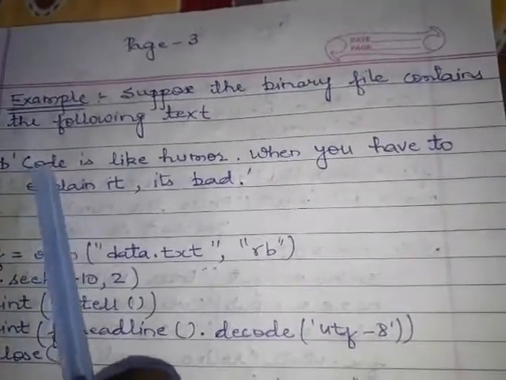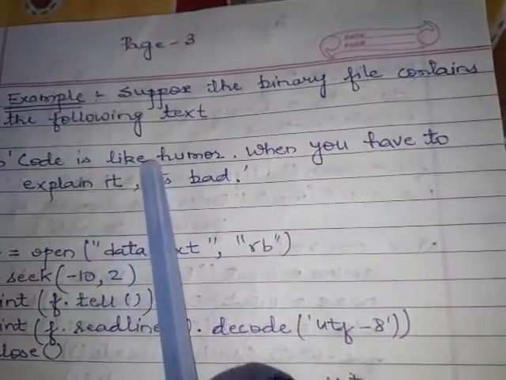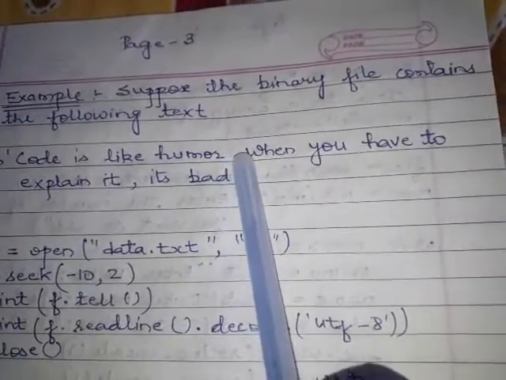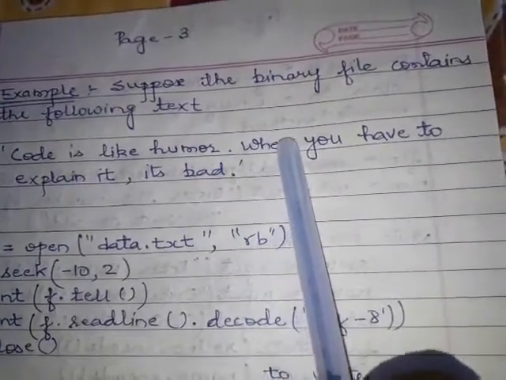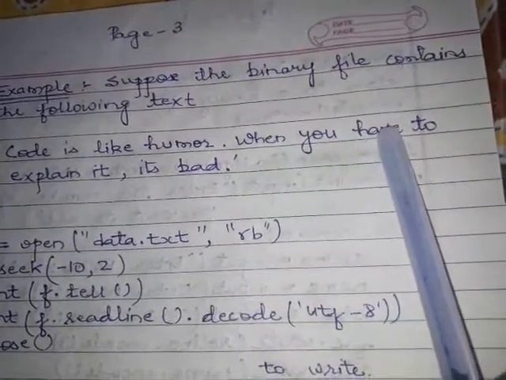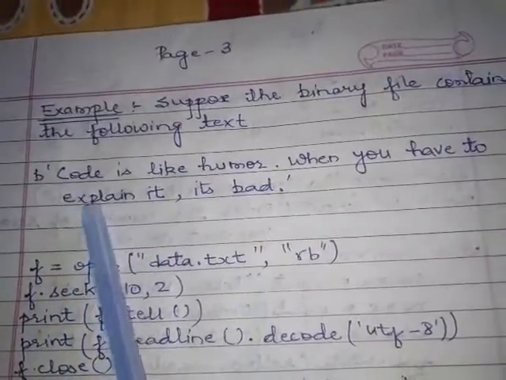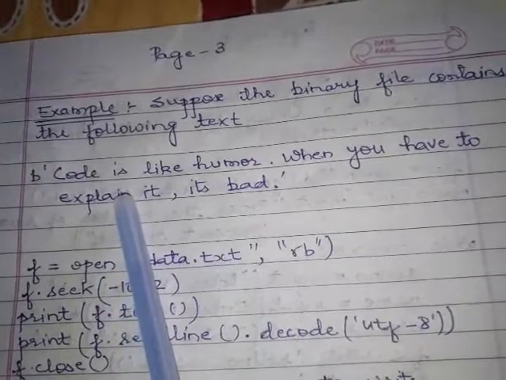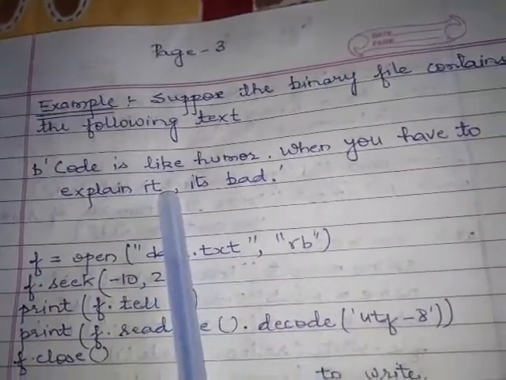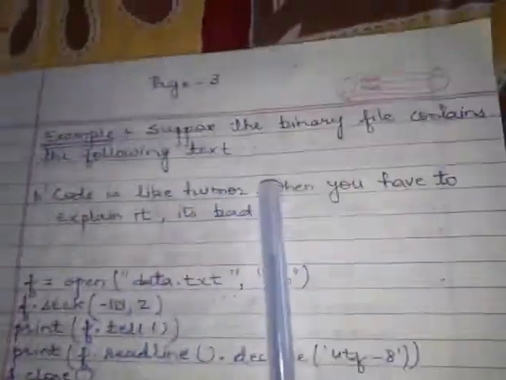So 1 2 3 4 5 6 7 8 9 10 11 12 13 14 15 16 17 18 19, 20 21 22 23 24 25 26 27 28 29 30 31 32 33 34 35 36 37 38 39, 40 41 42 43 44 45 46, and our pointer is here. This is 47. Okay, so f.tell will return 47.